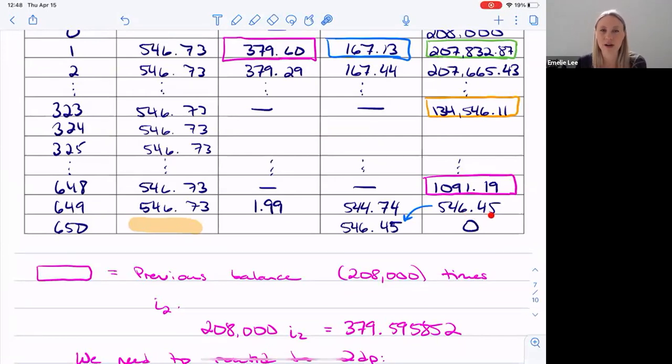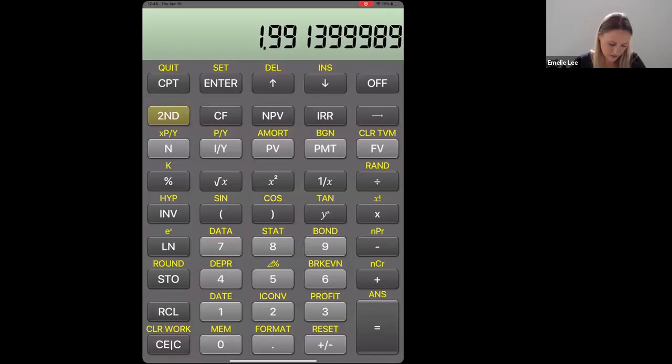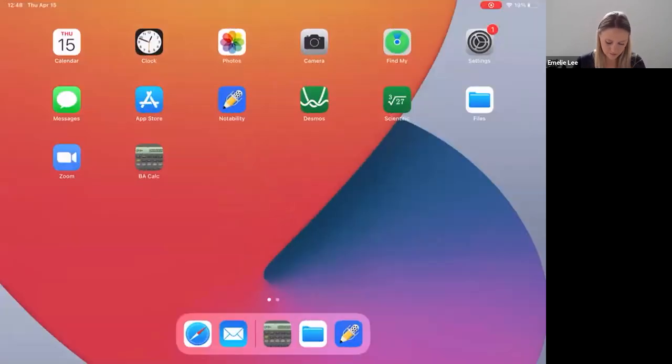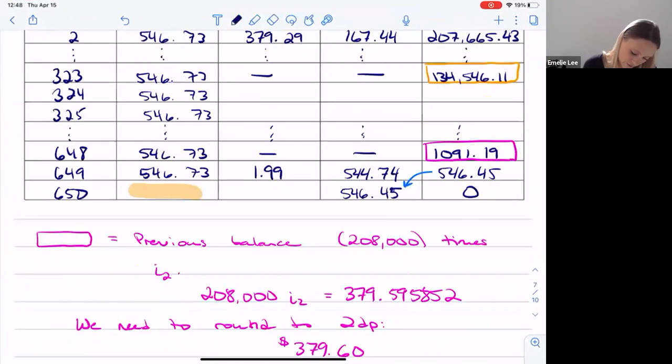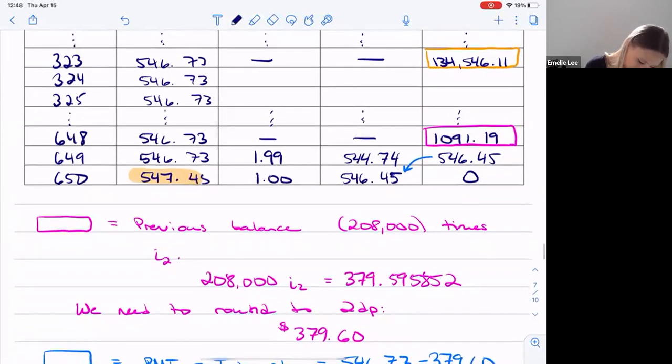The amount of interest on 546.45 is this amount times I2, right? So let's find that. So 546.45 times recall I is 0.997, which is $1 even, if I round properly to 2 decimal places. So I have to pay $1 even, which means that the last payment I have to make has to be $1 plus 546.45, putting me at $547.45. And look at me, down to the wire.